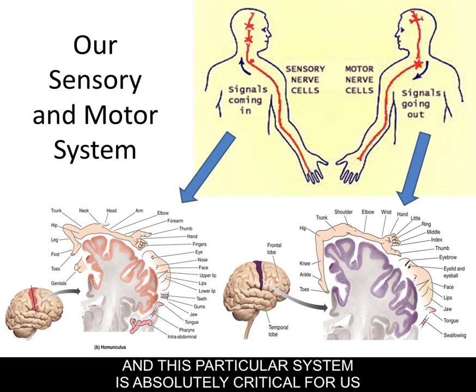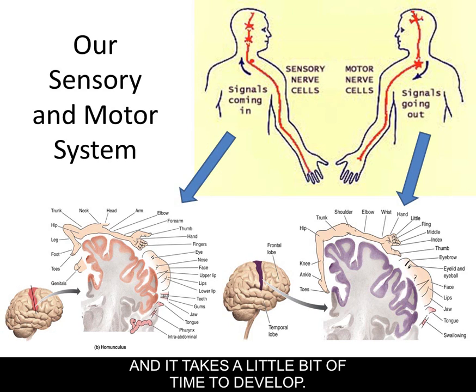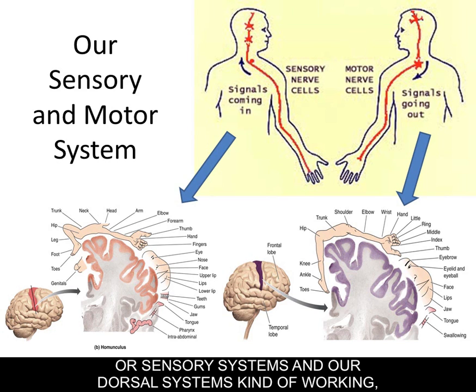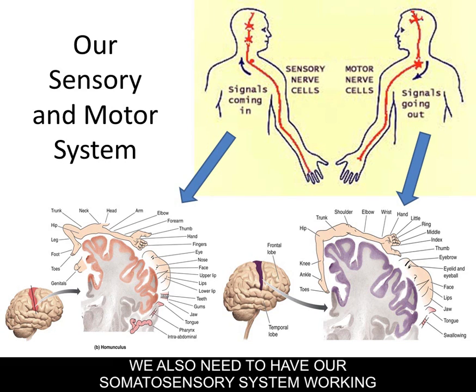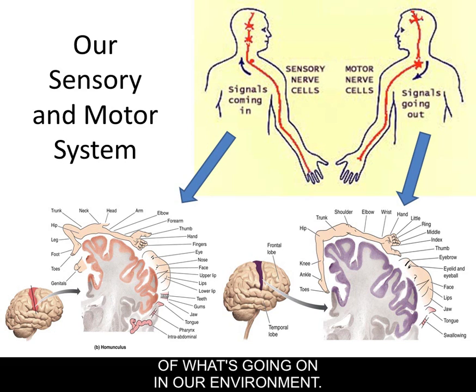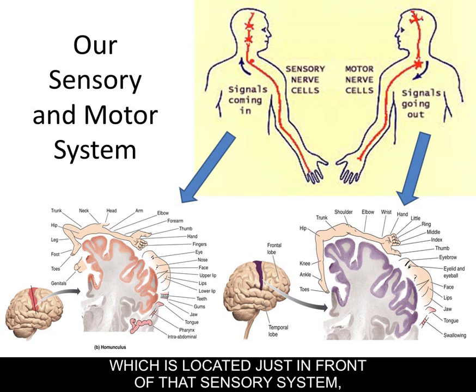And this particular system is absolutely critical for us to be able to function correctly, and it takes a little bit of time to develop. So in addition to needing to have our afferent systems, our sensory systems, and our dorsal systems working, we also need to have our somatosensory system working so we can successfully make sense of what's going on in our environment.